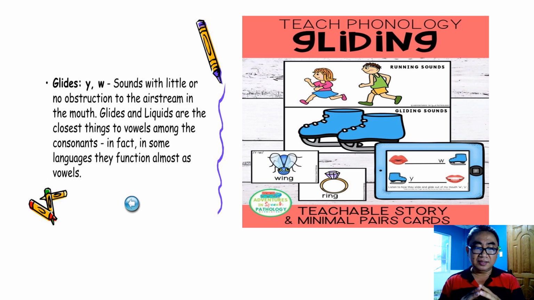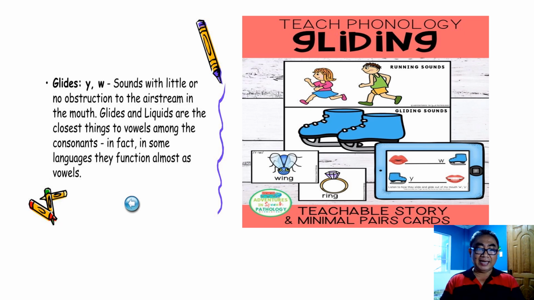So on screen we have glides. Again, glides are those sounds that have vowel-like qualities, and they combine with vowels and are almost always followed by a vowel. So they literally glide into a vowel sound. So when working on the individual phonemes, we want to try to keep the vowel sound from the end of the sound production. So our glides, as you can see on screen, are W and Y.